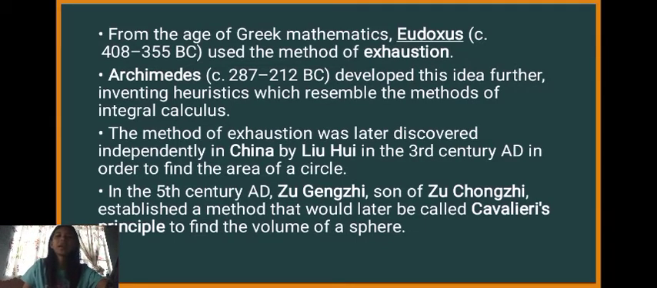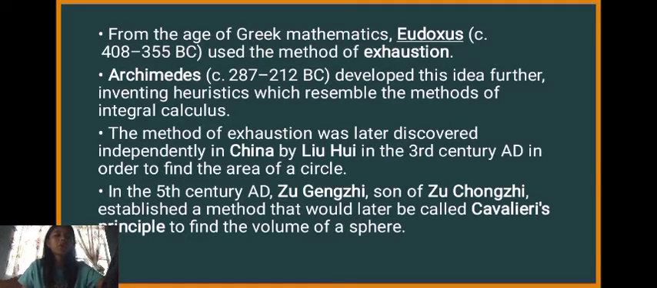From the age of Greek mathematics, Eudoxus, 400 to 355 BC, used the method of exhaustion. Archimedes, 287 to 212 BC, developed this idea, further inventing heuristics which resemble the methods of integral calculus. The method of exhaustion was later discovered independently in China by Liu Hui in the 3rd century AD in order to find the area of a circle.